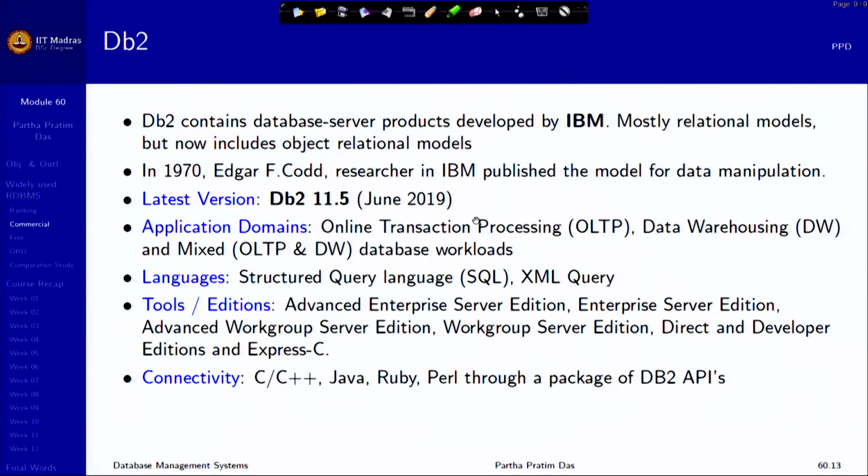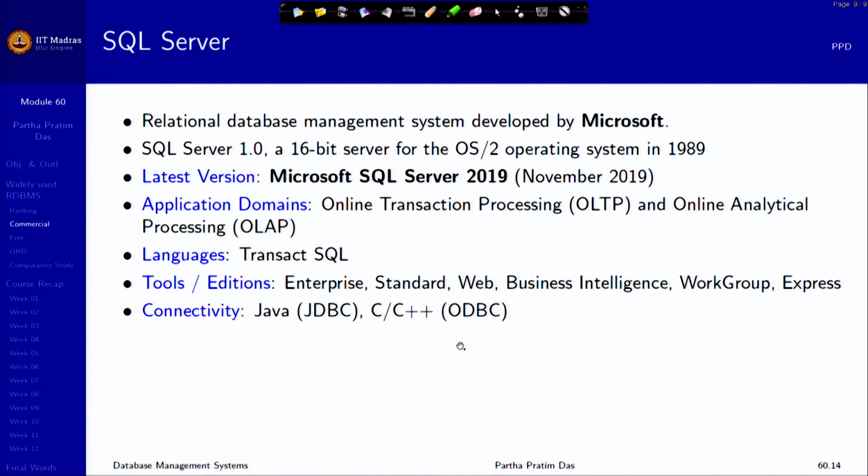You can read them, study them, and make a feeling about how the competition is going on and what you can get from different databases. This is DB2 from IBM. You have SQL Server from Microsoft. These are all competing, as you have seen.